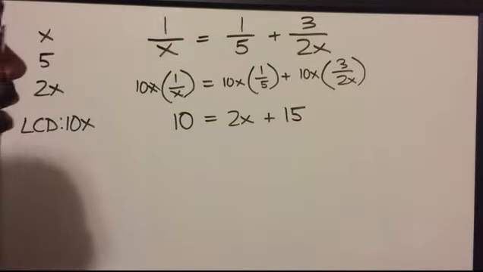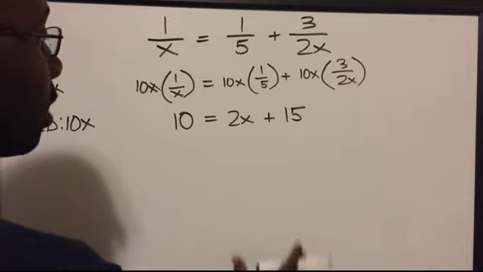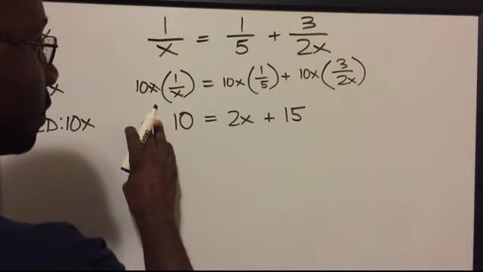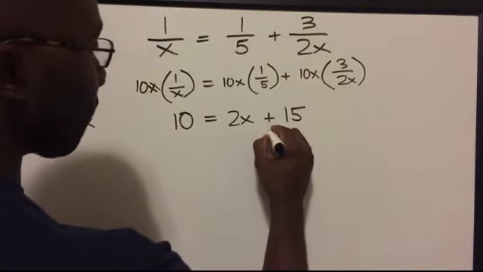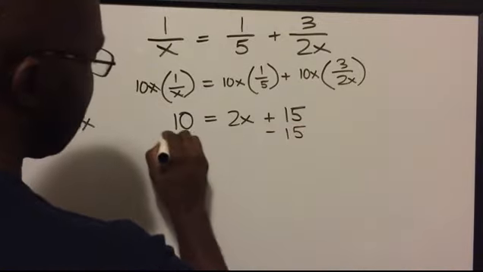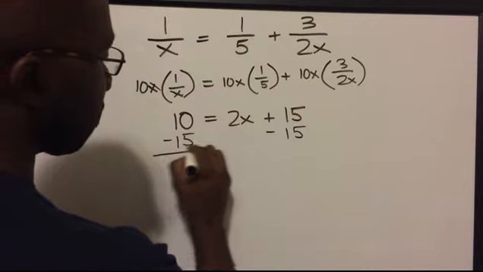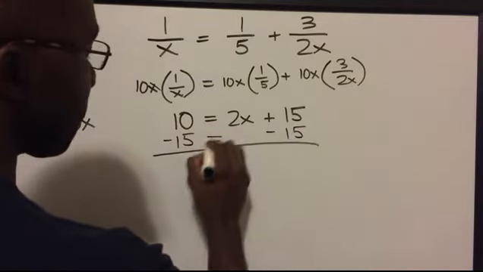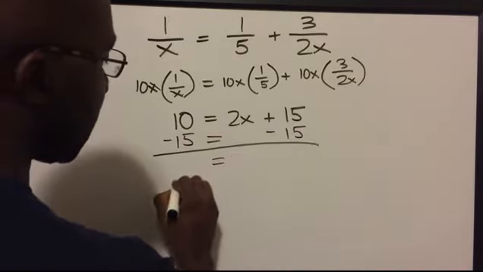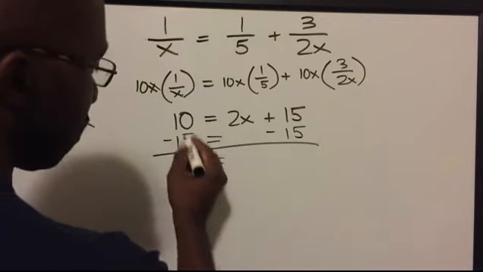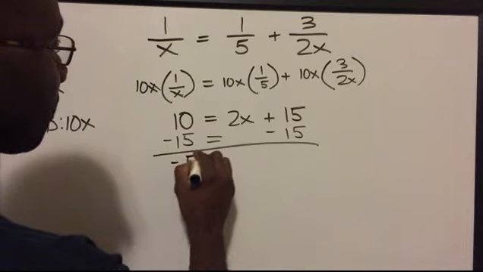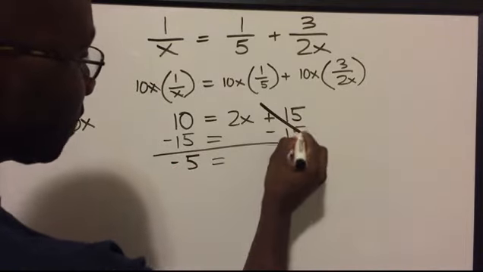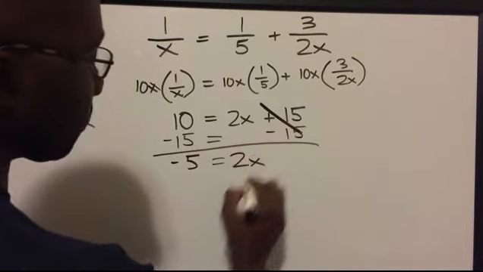Okay, we're almost there. Because, as we said before, we want to get our real numbers on one side of the equal sign and our x's on the other side. So now, let's subtract 15 from here and subtract 15 from here as well. Continue bringing our equal sign down. Now, what we have here, 10 minus 15, that's a minus 5, is equal, because this canceled out, 2x.